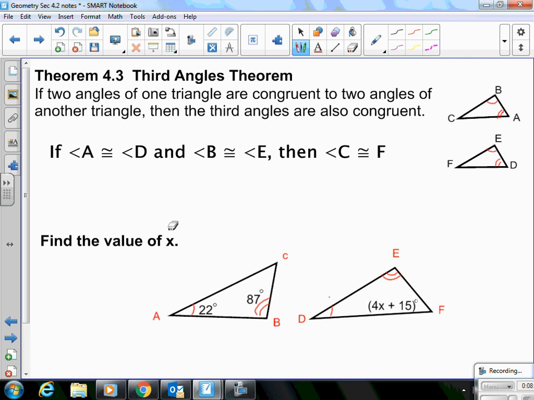All right, so find the value of x. Here we're shown that angle A is marked congruent to angle D, and angle B is congruent to angle E. So that means that the third angles, angle F and angle C, would then have to be congruent to each other as well.